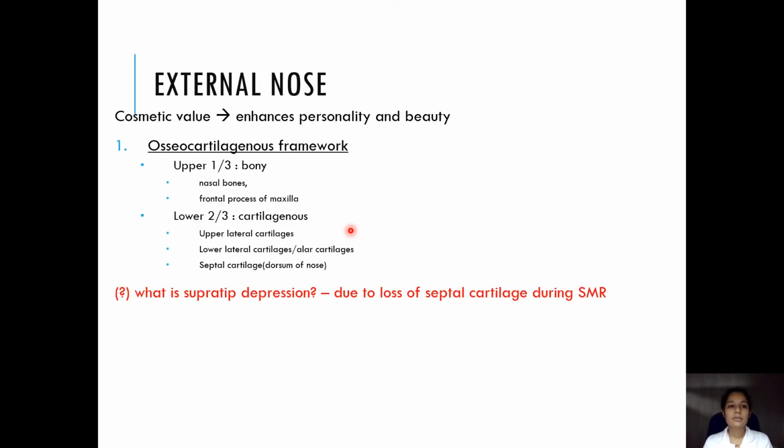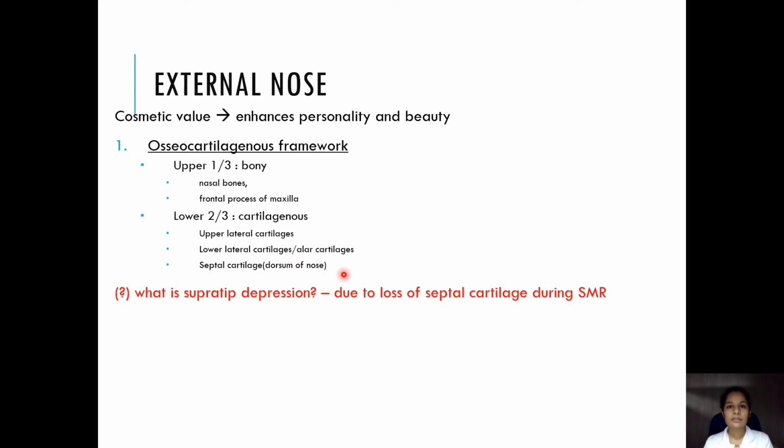So external nose has cosmetic value. It enhances the personality and beauty of the person. First thing to be covered is the osteocartilaginous framework of the nose. Upper 1/3 is the bony, which is formed by the nasal bones and frontal process of the maxilla and nasal process of frontal bones. Lower 2/3 is the cartilaginous framework formed by the upper lateral cartilage, lower lateral cartilage or the alar cartilage, and the septum cartilage, which helps in forming the dorsum of the nose.